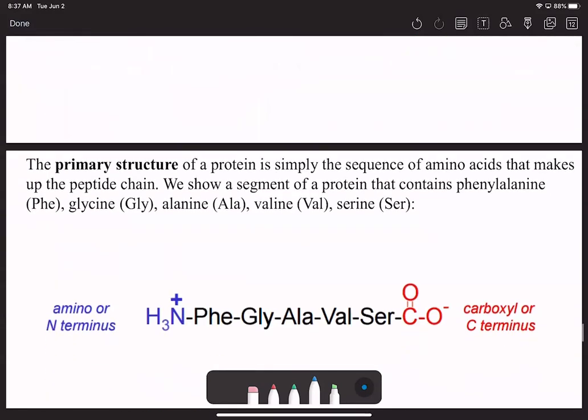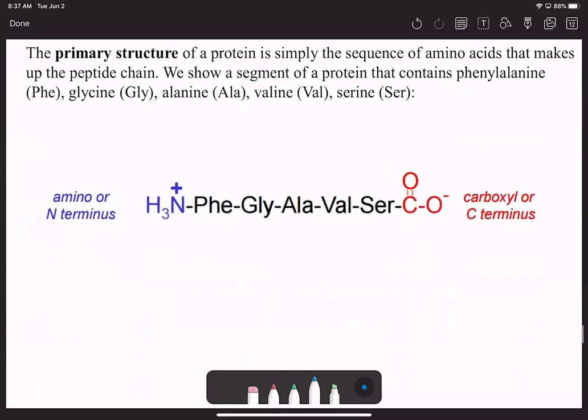So when we look at these structures here, this is what's going to be considered a primary structure. Primary structures only give us one piece of information. The one piece of information that they provide us is the sequence of amino acids that make up the peptide chain. That's really all the information that we're going to get from what we call a primary structure.